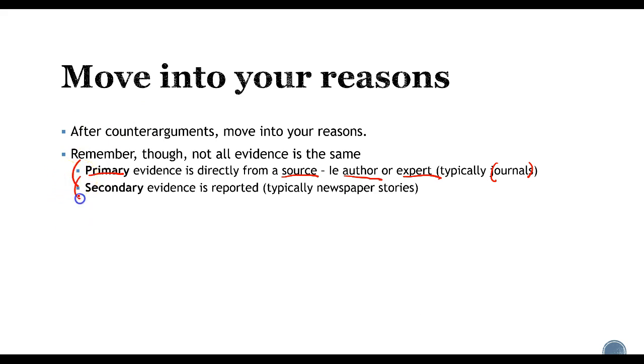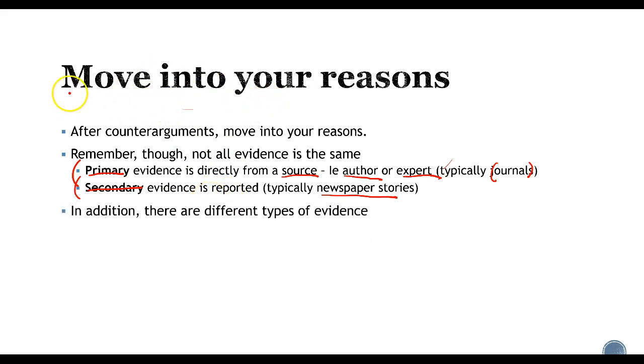Secondary evidence can work too, but it's typically not as strong. It's evidence that's reported secondhand. So if we read a newspaper article about a study that a researcher conducted, the newspaper article is written by a journalist. The journalist didn't conduct the research, so we're hearing about it secondhand, so it's secondary evidence. Not typically as strong, because secondary evidence usually doesn't take into account all the concerns that a primary source would. So you can use secondary evidence, but just be careful with it.